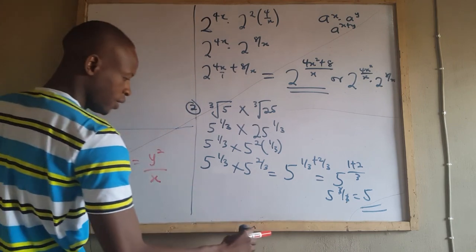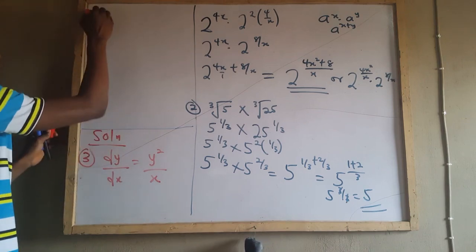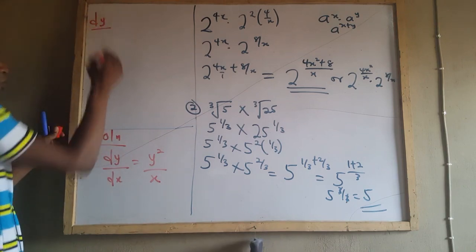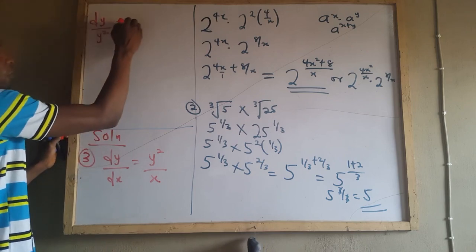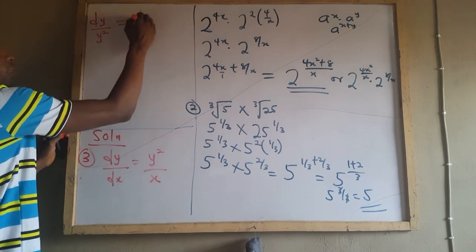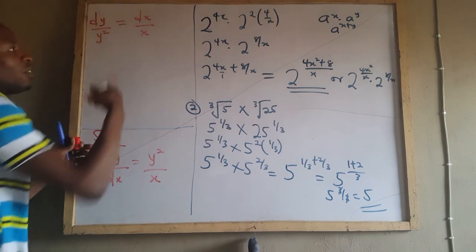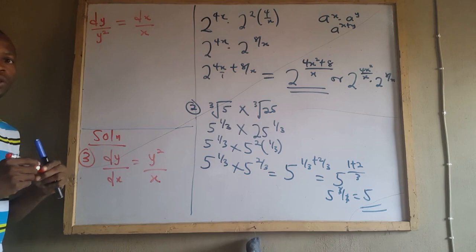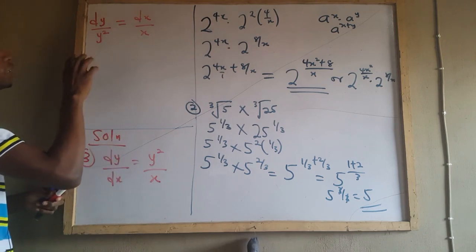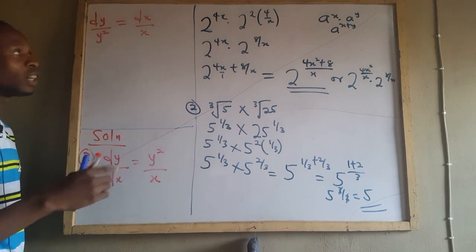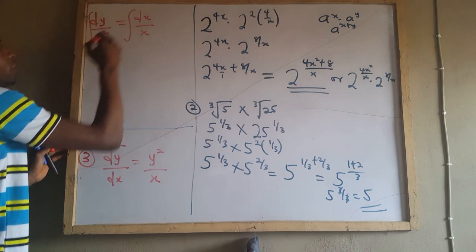Look at this question. If we separate them, the y will go with y squared. They will be in the same line. Then the x will move to the other side, the x over x, so that we can have x on one line and y on another line. That's what they call separation of variables. Our target here is that we are making y the subject of the formula. So what would we do? We simply integrate the two sides.